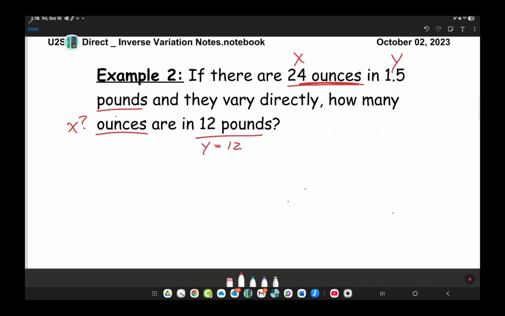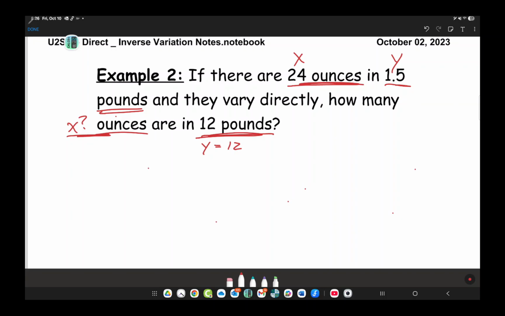Okay. So it doesn't matter which one you make X or Y, as long as the next sentence you keep your X's as that unit and Y's as that unit. So if X is ounces, X needs to be ounces down here. If Y is pounds, Y needs to be pounds down here. That's the only part that matters.